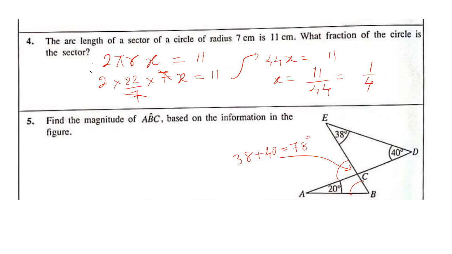And then we will consider the ACB triangle. So this 78 is an exterior angle of the ACB triangle. So we say this is x, then x plus 20 is equal to 78, because 20 and x are interior angles and the opposite exterior angle is 78. So x is equal to 58. So this is how you get the answer for that.